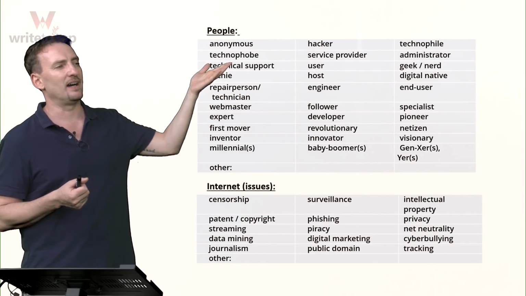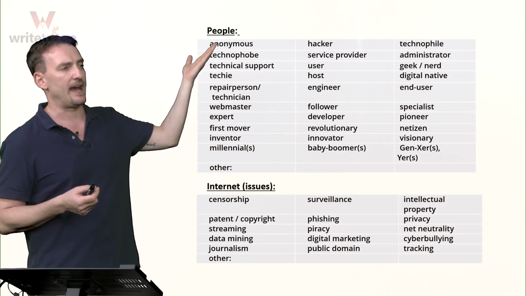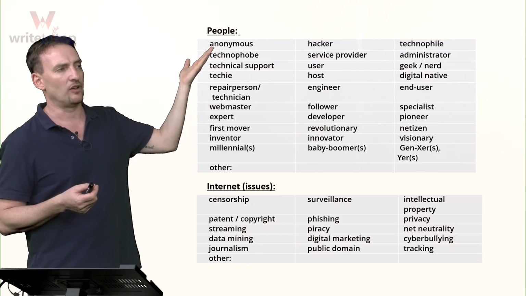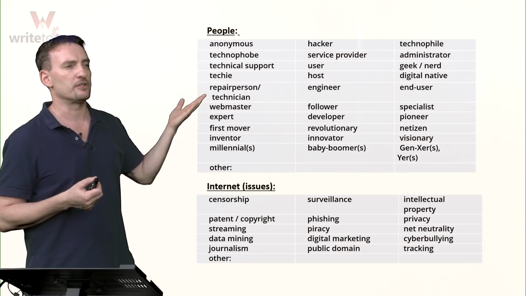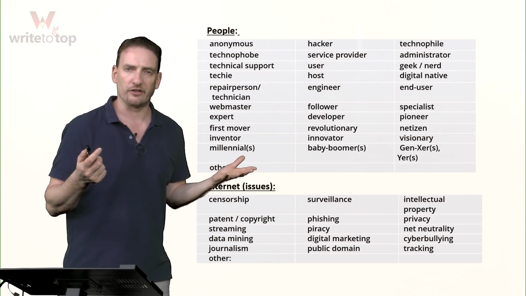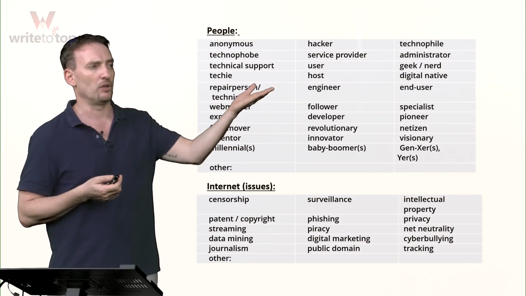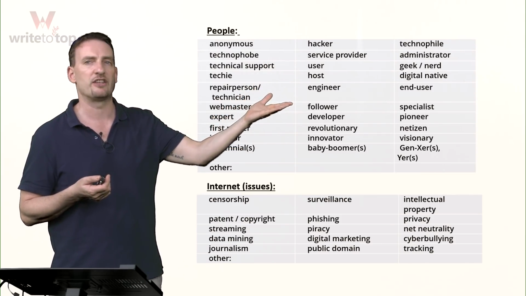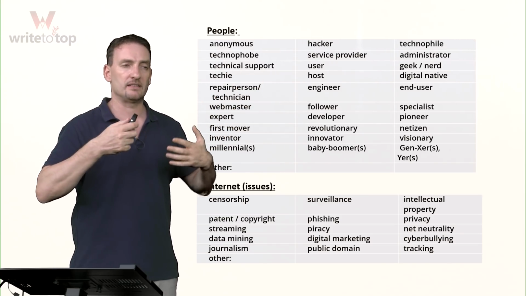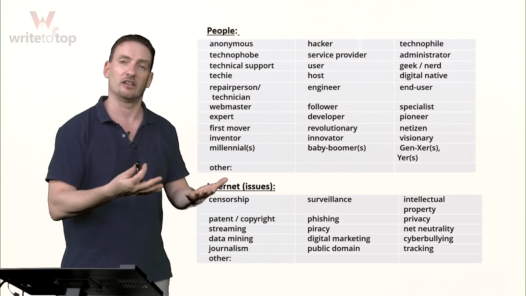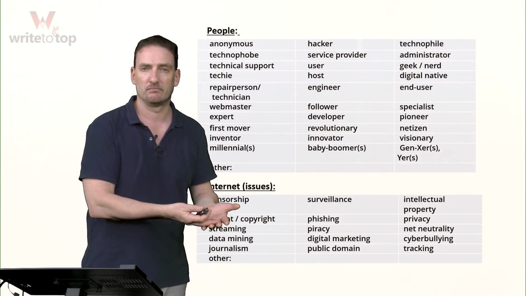So this is from my idea bank about technology and the internet. This is one category, people. And I have anonymous, technophobe, technical support staff, techie, repair person, all kinds of different words, but some of them you know, I'm sure, some of them you don't know. Like a lot of you know user and host or engineer, but do you know technophobe? Phobe, or phobia, means fear. A technophobe is a person who is afraid of technology, okay?